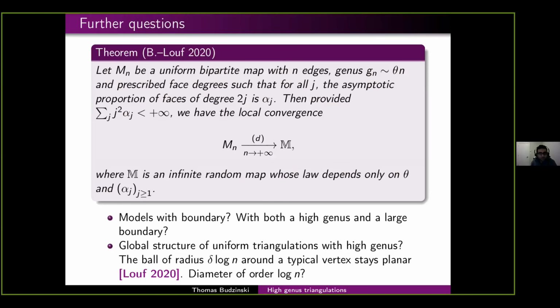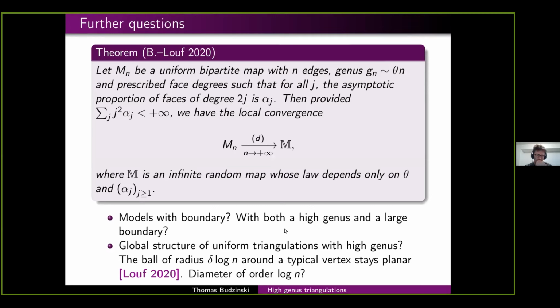Hi, Thomas. So for the model with the boundary, which step do you think is the hardest part? The tightness argument, is that a big problem because you don't have a good degree bound for the boundary vertices?